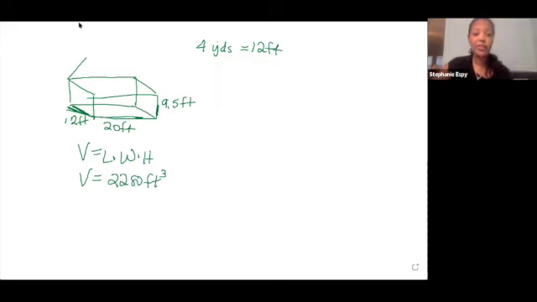Now, we have to calculate the roof part, which is this triangular part. I'm not the best at drawing this, but it's like this. Right? And we know that this is the same 4 yards or 12 feet. And then the length is the same 20 feet.